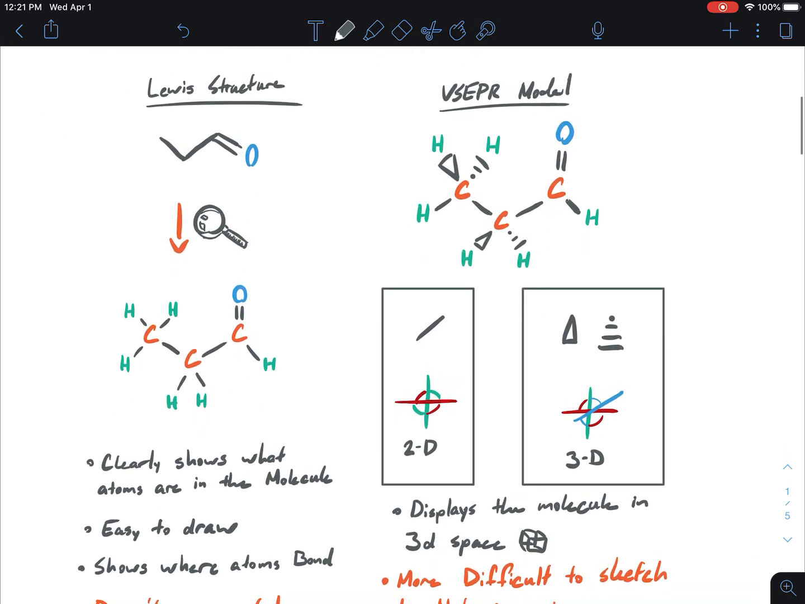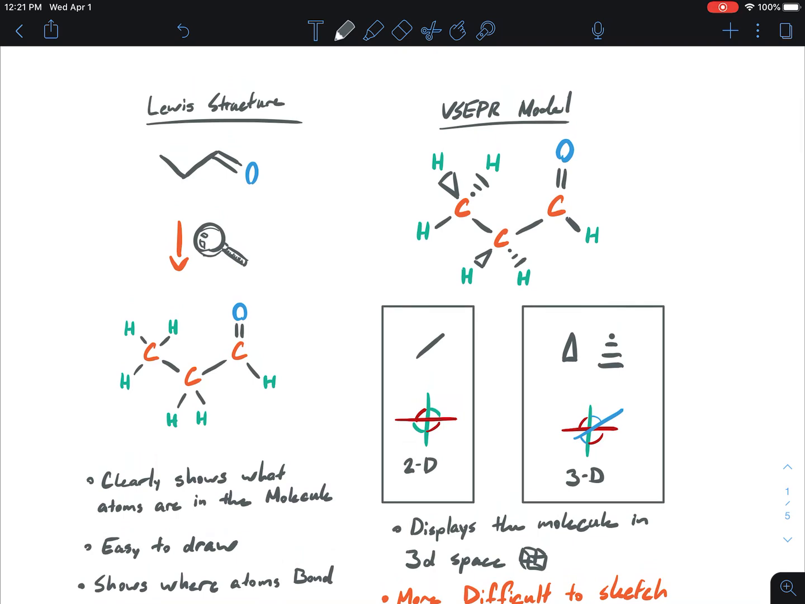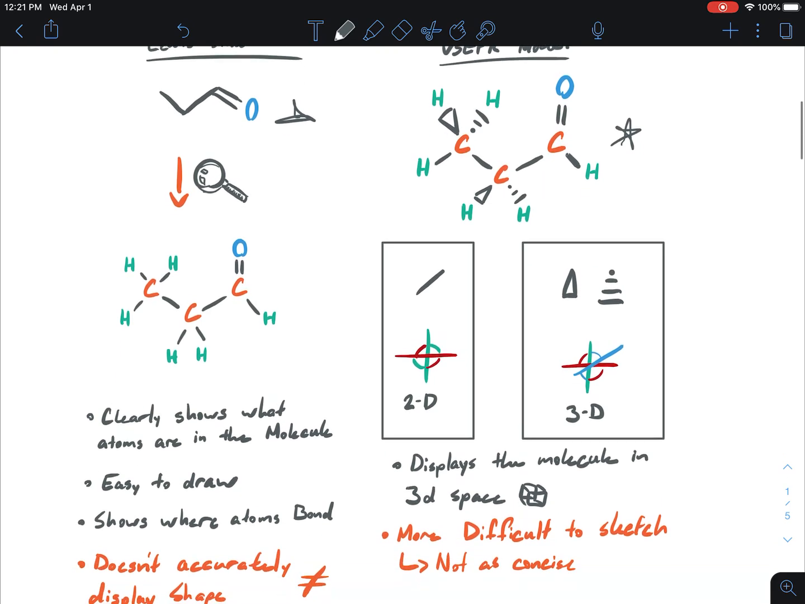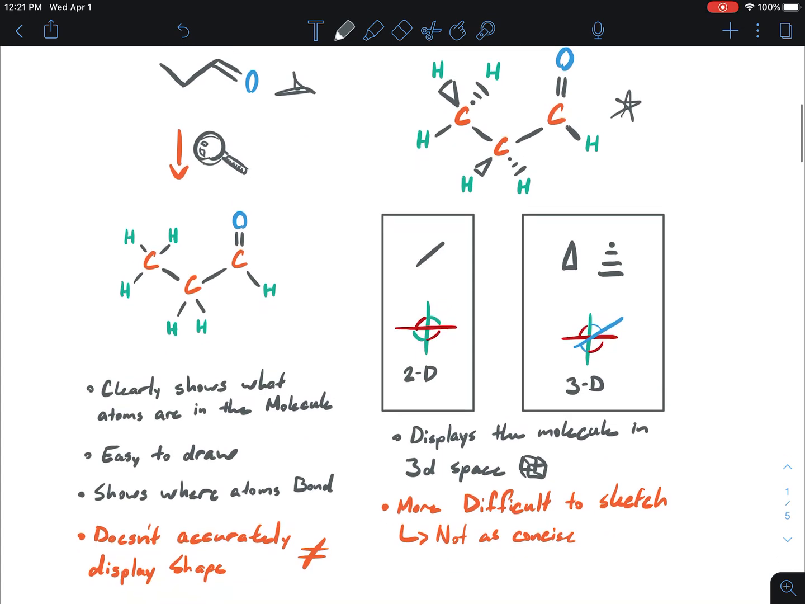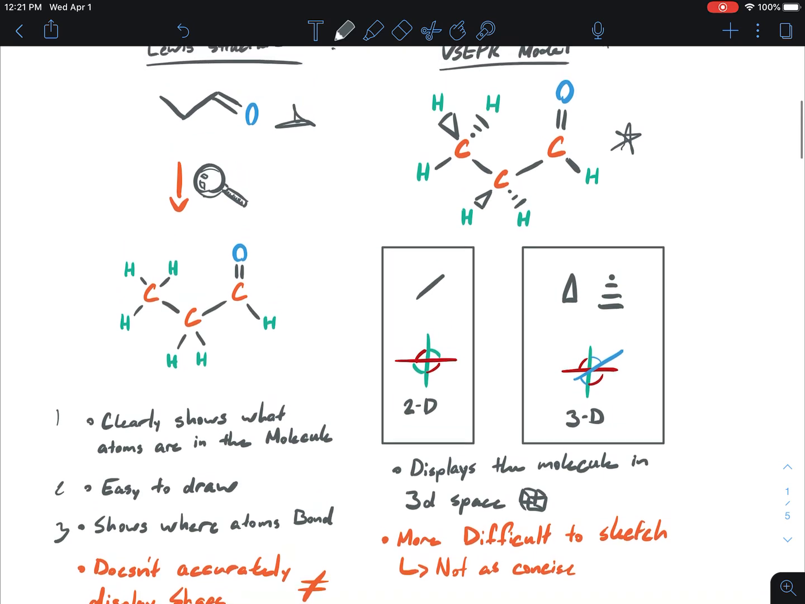But when you're making them, we're going to be using what are called Lewis structures or VSEPR models, and these we use because they're much easier to draw. So what's the difference between Lewis structures and VSEPR models? Lewis structures clearly show what atoms are in the molecule. They're very easy to draw, and they show where the atoms bond. So we can see that 1, 2, 3. But one thing it doesn't do well is accurately show the shape of the molecule. It does not do this well.